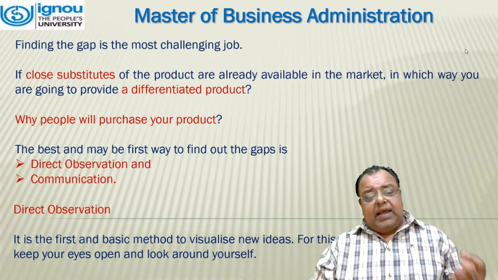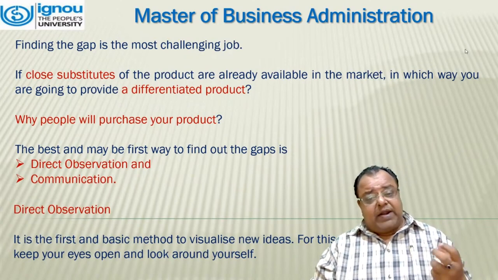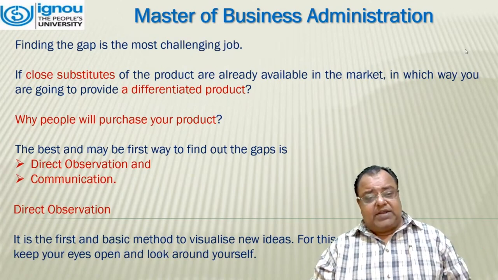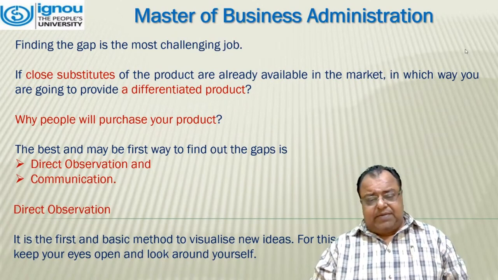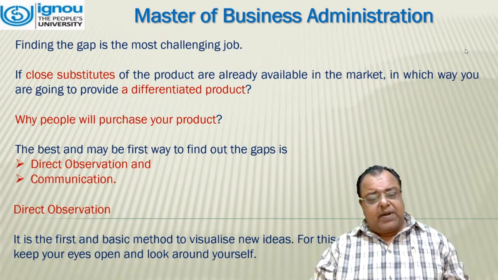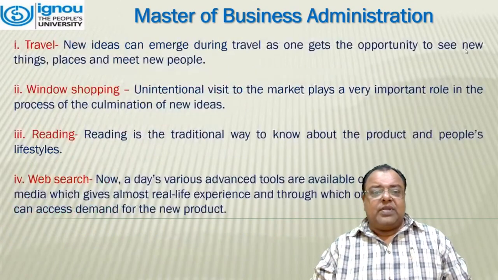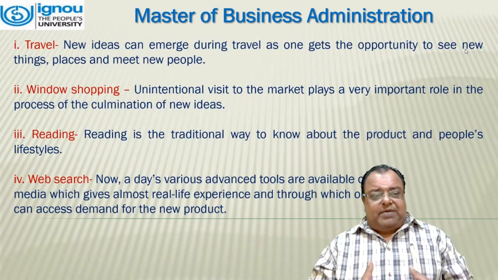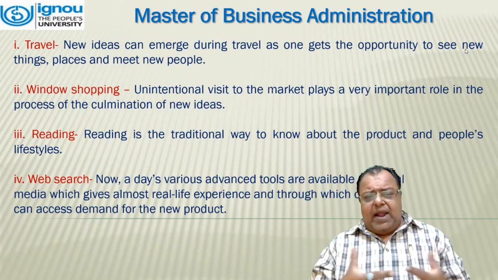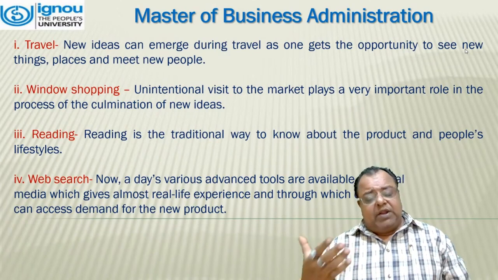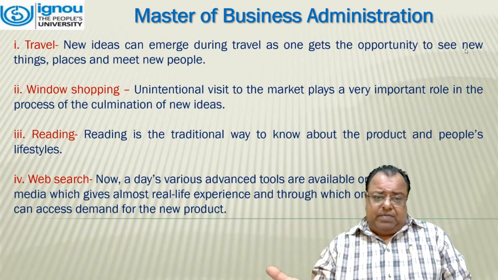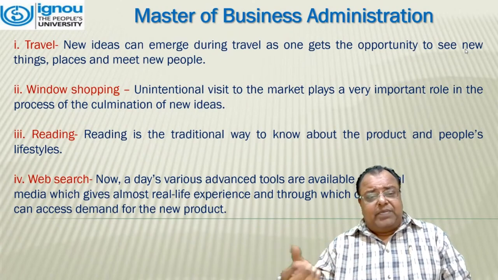The best and maybe the first way to find out the gap is direct observation. And the second one is problem application. We will start with direct observation. It is the first and the basic method to visualize new ideas. For this, keep your eyes open and look around yourself. How can that be done? First, travel. New ideas can emerge during travel, as one gets the opportunity to see new things, places, and meet new people. Second one is window shopping.